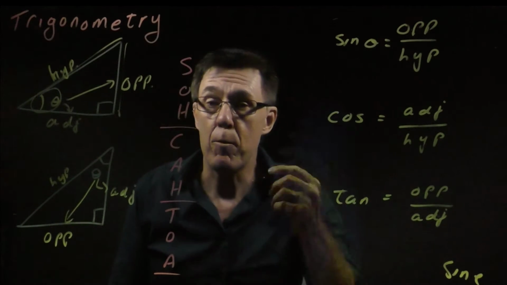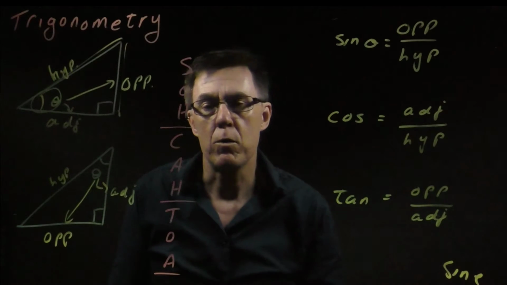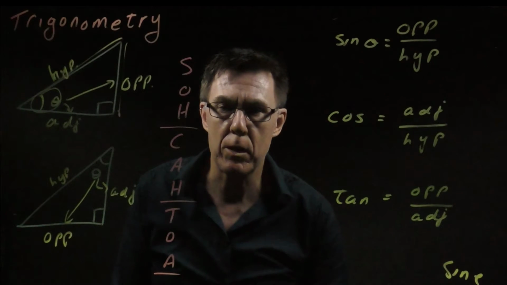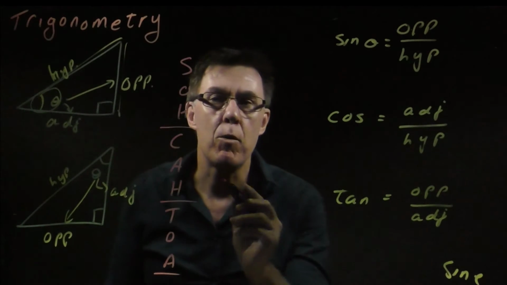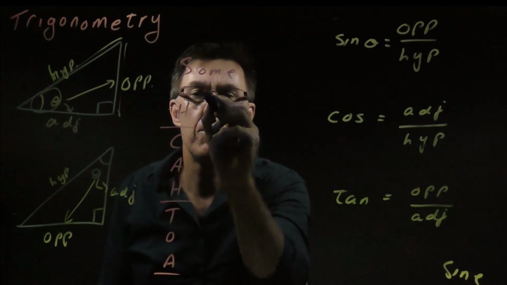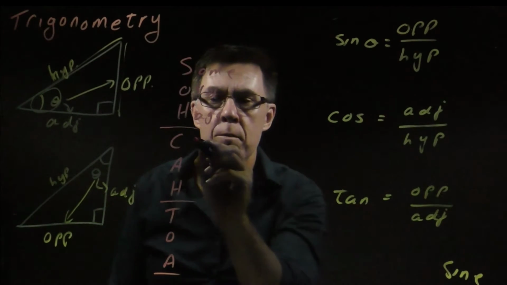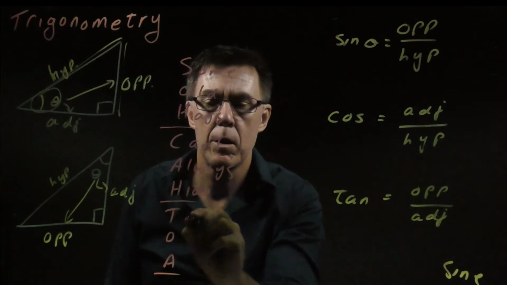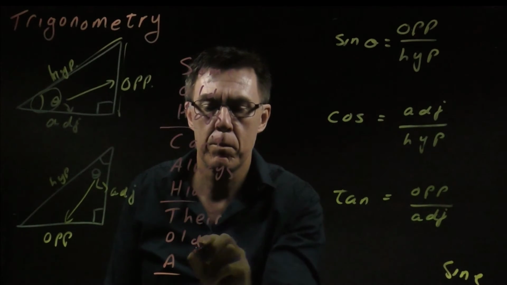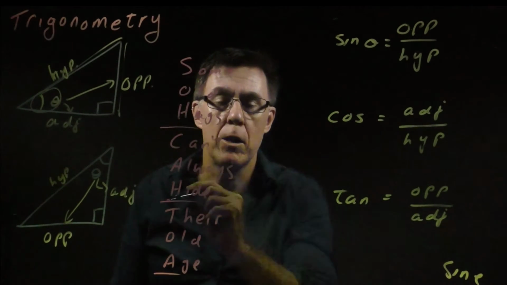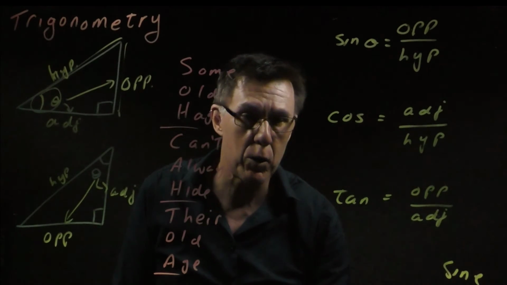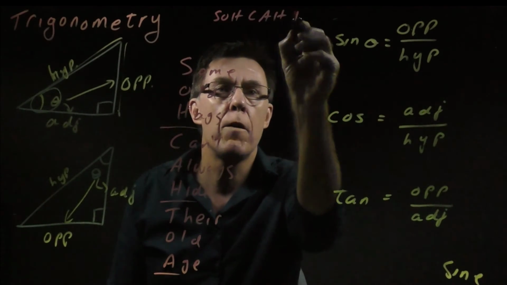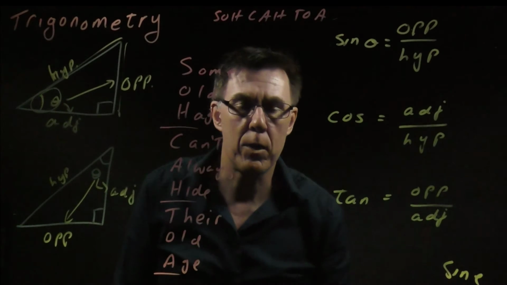I always like a memory mnemonic myself. I always remember it like, ever seen those ladies walking down the street? They're really quite old, but they try to dress themselves up as if they were quite young. So I remember it like, some old hags can't always hide their old age. That's how I remember. So every time I do trigonometry problems, the very first thing I do is I go to the top of my page and I write down some old hags can't always hide their old age, and then I use that for my calculations.